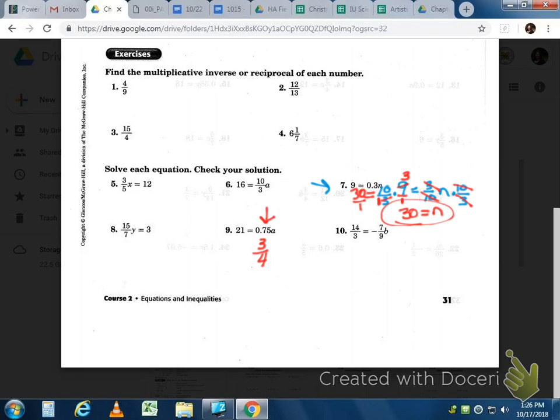Okay, so what you're going to do is make sure that you multiply both sides by that reciprocal so that the variable will be by itself, and then you'll have to go ahead and multiply those fractions on the right, probably putting some things over 1. Questions?